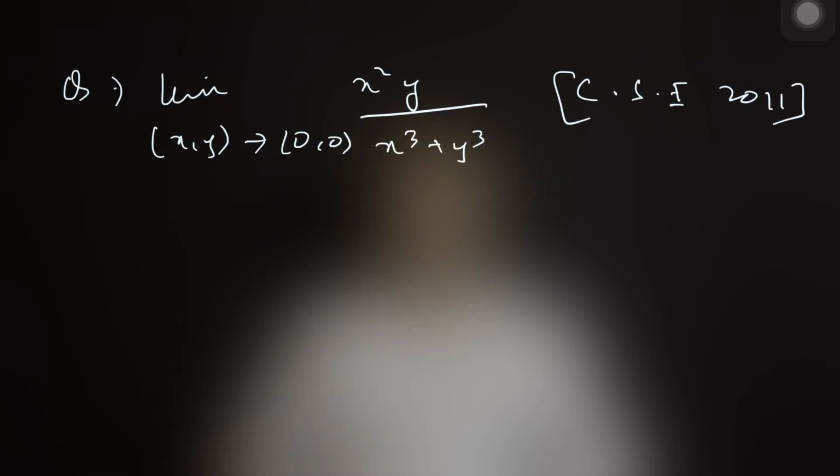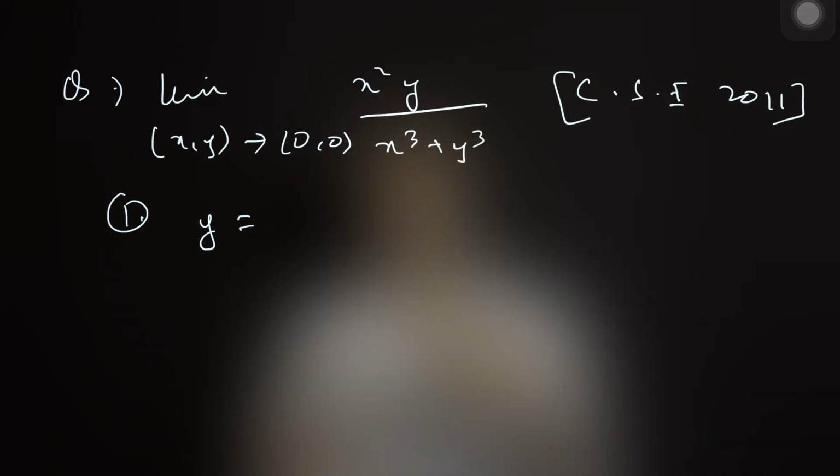So, we always see the pattern. We see the degree in the numerator is 3 and the degree in the denominator is also 3. So, I have a way of scaling it. So, my first instinct is that I can choose my paths.